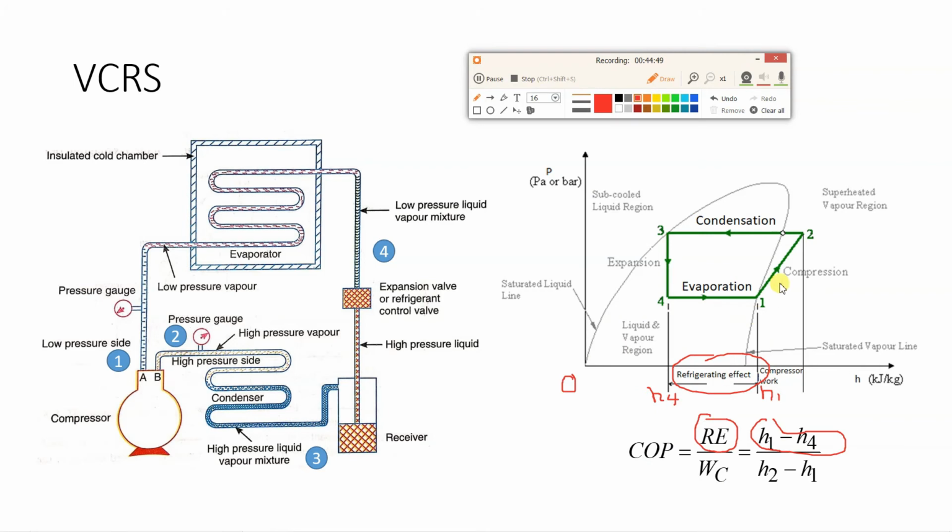Next, compression work. Here you can see 1 to 2. This is compression work. So at this point you can note down the enthalpy value. This will be H2. So what will be the compressor work? This part is the compressor work. Higher enthalpy is H2, lower enthalpy is H1. So WC is H2 minus H1.